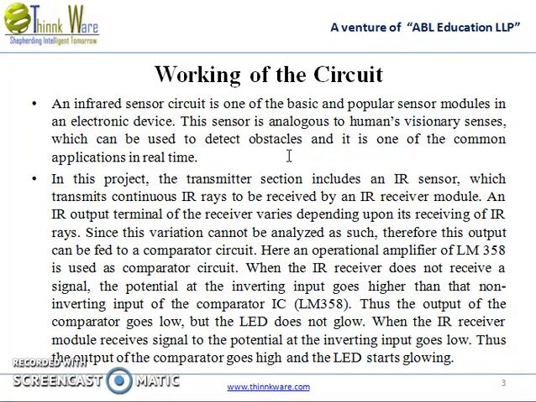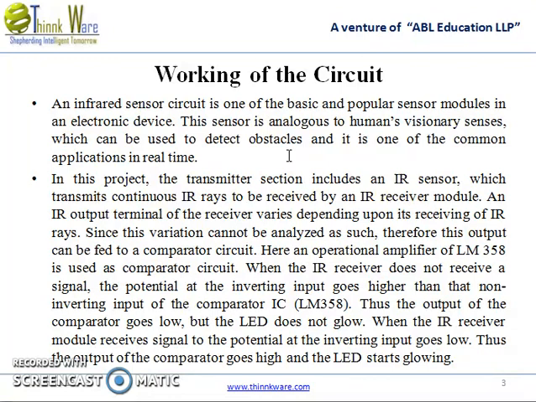some object. In this project, the transmitter section includes an IR sensor, which transmits continuous IR rays to be received by an IR receiver module. The IR output terminal of the receiver varies depending upon its receiving of IR rays. Since this variation cannot be analyzed as such, this output is fed to a comparator circuit. Here, an operational amplifier LM358 is used as a comparator circuit.